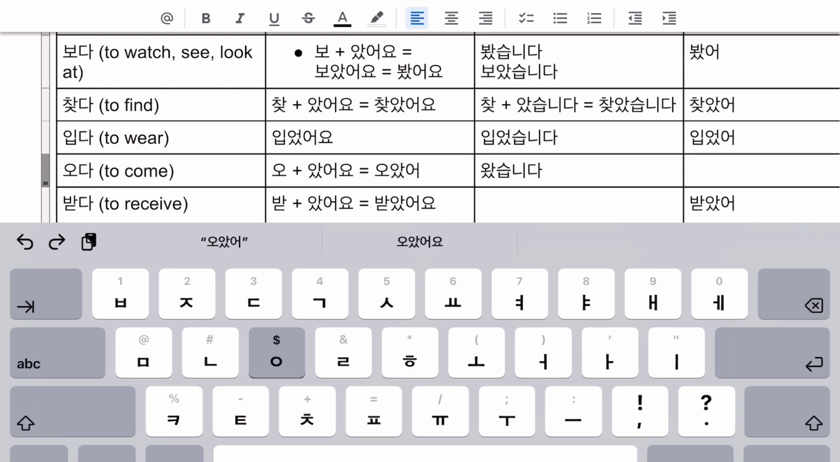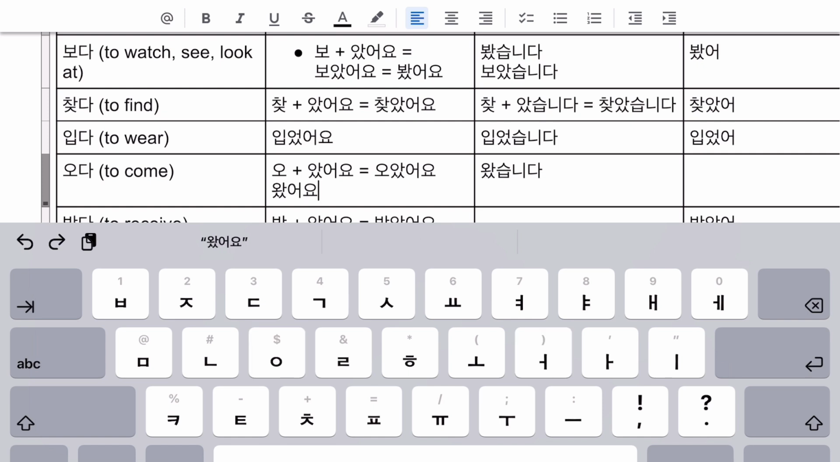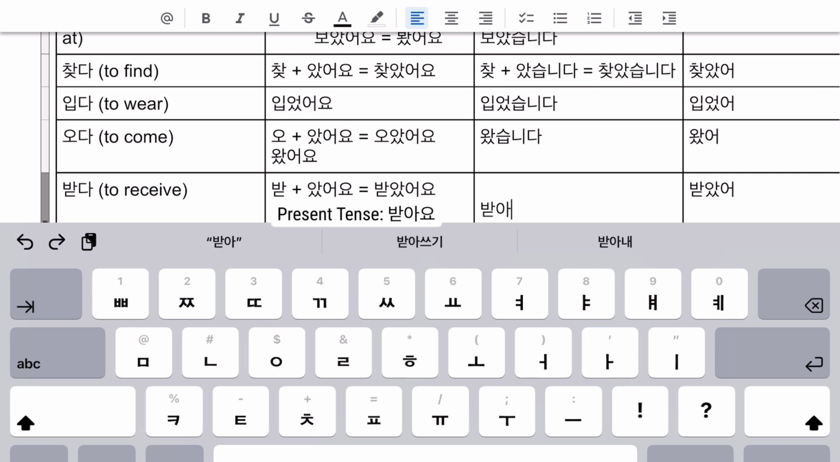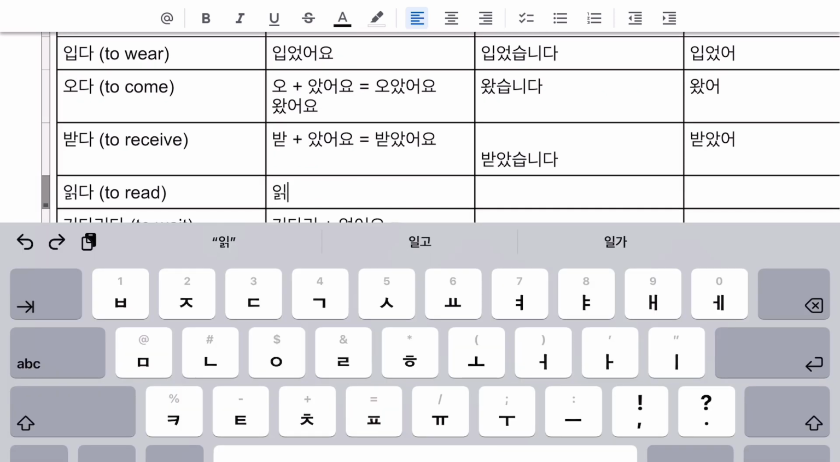오다. You probably conjugated, or at least thought about conjugating it like this, 오았어요. That gets contracted down to 왔어요. 왔습니다. And 왔어. 받다. Bad ends with the a, so we do at ending. 받았어요. Same thing for this one, but with 습니다. 받았습니다. 받았어.